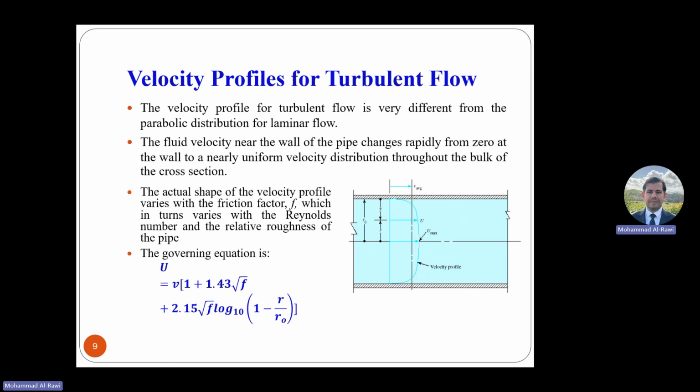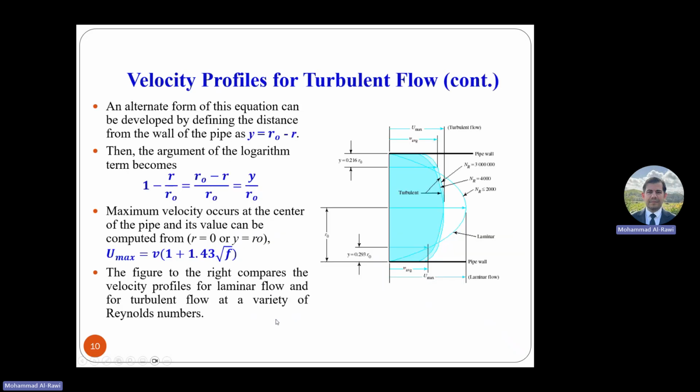For turbulent flow, it's slightly different. The velocity profile for turbulent flow is very different from the parabolic distribution for laminar flow. The fluid velocity near the wall of the pipe changes rapidly from 0 at the wall to a nearly uniform distribution through the bulk of the cross section. The actual shape of the velocity profile varies with the friction factor f, as you remember when we calculated it from the Moody chart, based on the Reynolds number and relative roughness of the pipe. The governing equation requires this friction factor. So it would be u over V equals 1 plus 1.43 times the square root of f plus 2.15 times the square root of f times log 10 of 1 minus r over R naught. And then you can perform the same calculations for it.